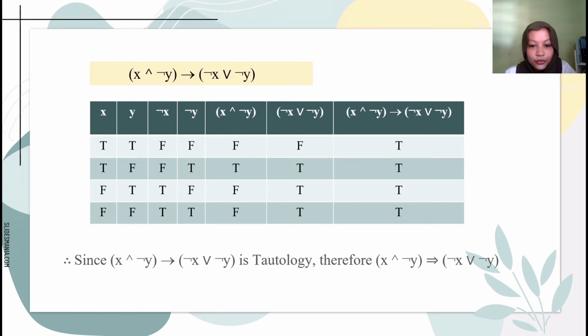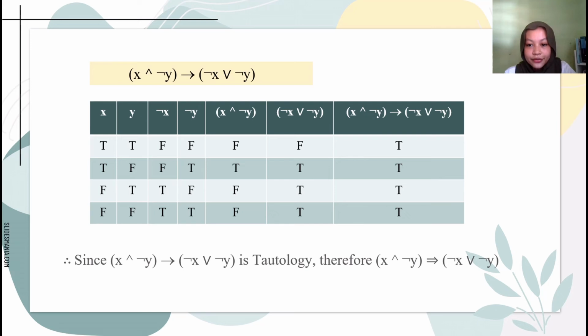So false or false will be false, false or true will be true, true or false will be true, and true or true will be true. So for the last column, X and not Y implies not X or not Y.